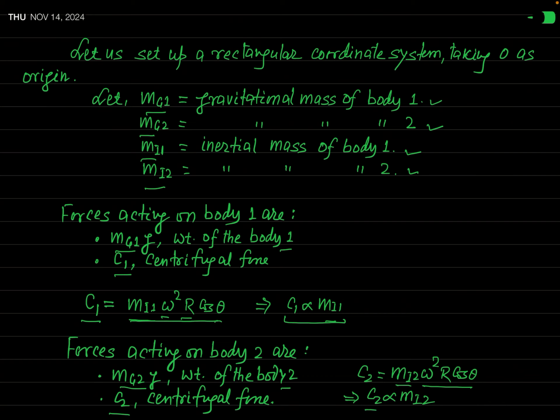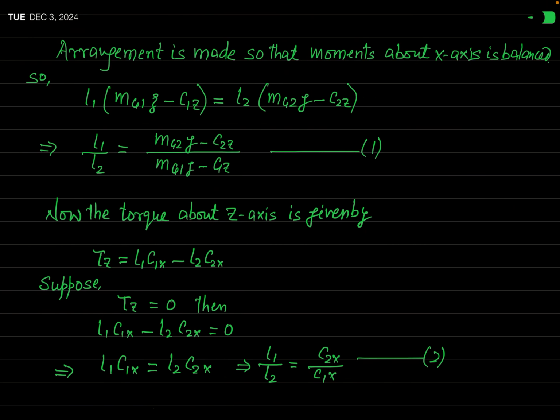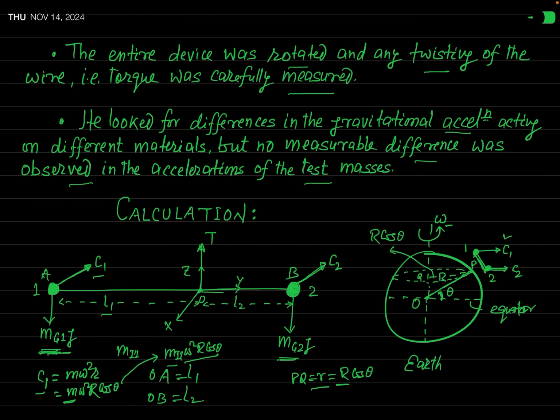So you can see that C2 is directly proportional to mi2. Now, as I have told you, this arrangement is so made that the moments about the x-axis get balanced. So you can see this figure. The perpendicular distance of the force m1g, that is, mg1 times small g, from this point O is L1. So when you multiply L1 by mg1 times g, you will get the moment of this force of gravity, or the torque due to this.